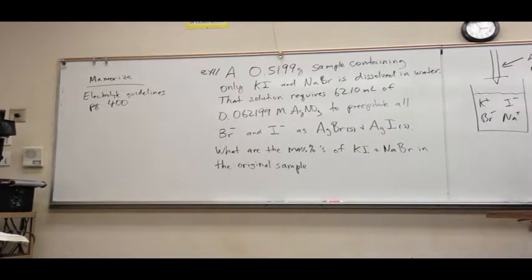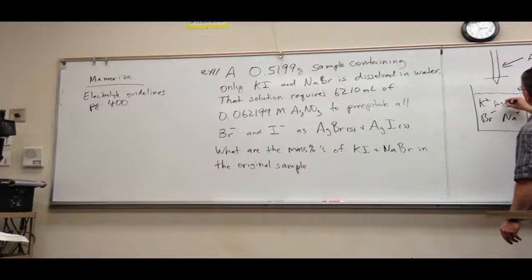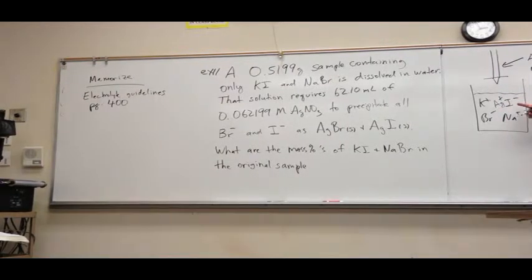As you add that solution, what happens is silver ion, if it bumps into an iodide ion, it's going to precipitate out, it's going to form a solid because silver iodide is insoluble. The same thing with bromide. Silver bromide is also insoluble. So as you add this silver nitrate, you start getting this solid form. Right? Some of it's silver iodide, some of it's silver bromide.